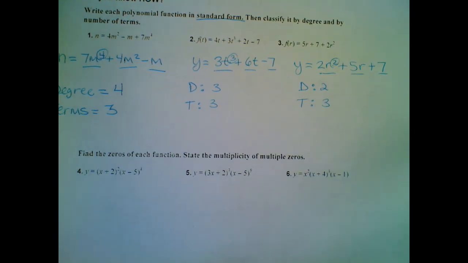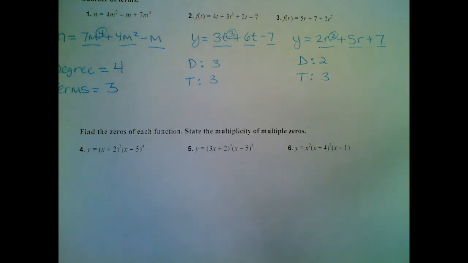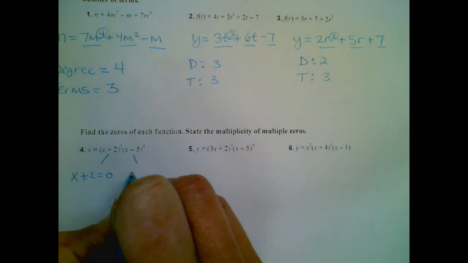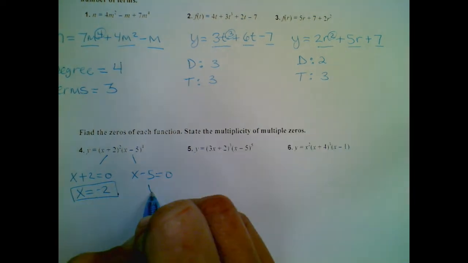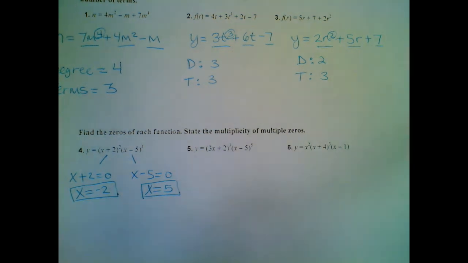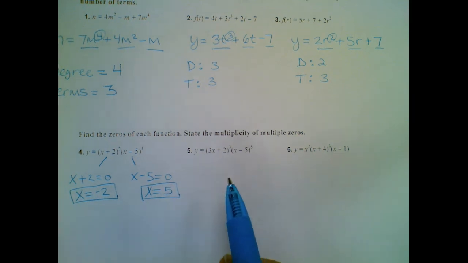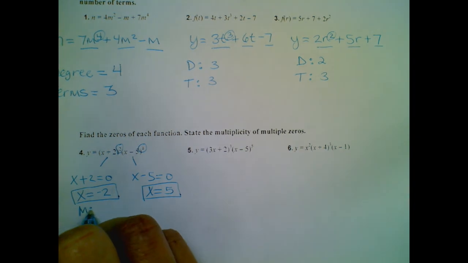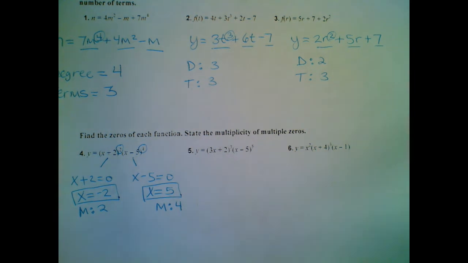For the next section, it says find the zeros and then state their multiplicities. For this, they already have them factored, so they were nice for that aspect. We're just setting them equal to 0 and then solving for them. So we get x equals -2 here, then x equals +5. So if we were to graph this problem, it's going to cross the x-axis at -2 and +5. And then the second part of the question says state their multiplicities. So you're just looking at your exponents. And this -2, we're going to put underneath it that it has a multiplicity of 2. This +5 then has a multiplicity of 4.